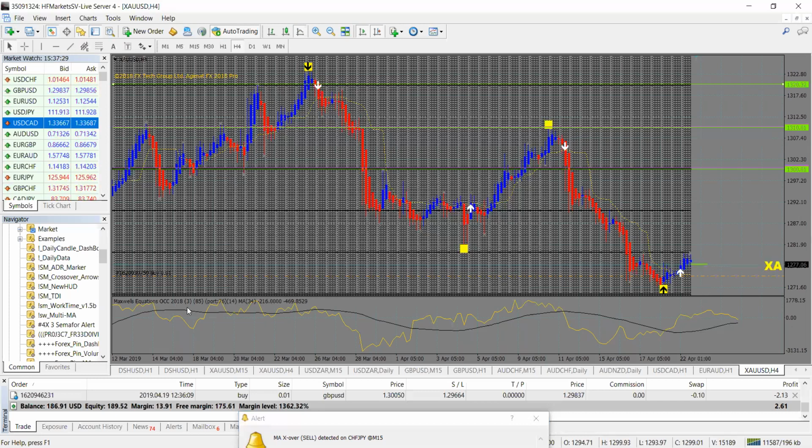And it also has this black line there, which is the market baseline. If you're a fan of TDI, you know that the market baseline is like the overall sentiment of the market. So when you see the market baseline sloping down, it means the overall sentiment of the market is bearish. And when you see it sloping up, the overall sentiment of the market is bullish.